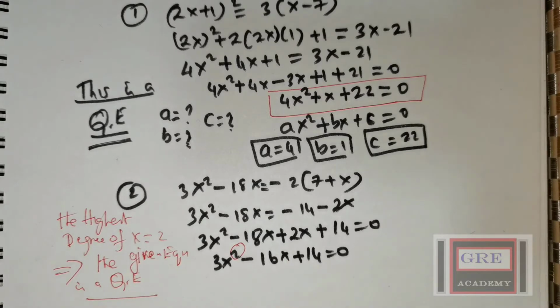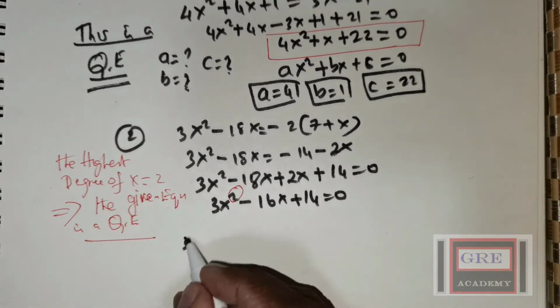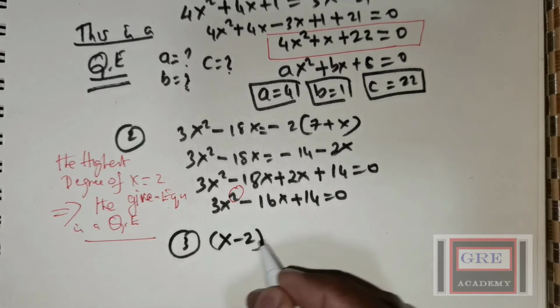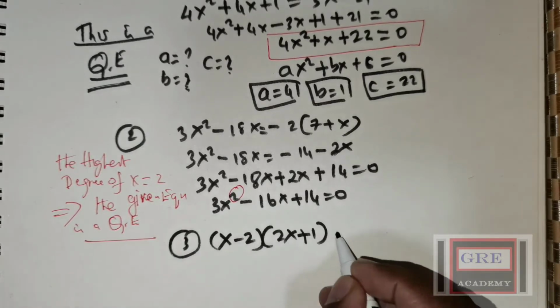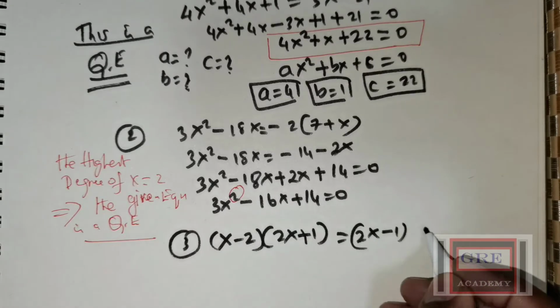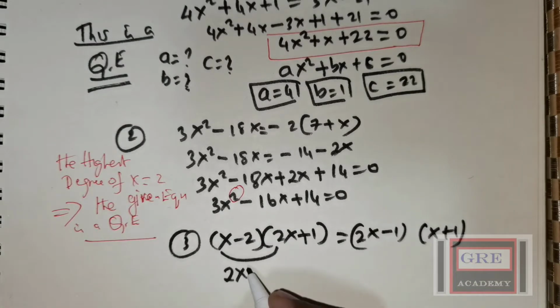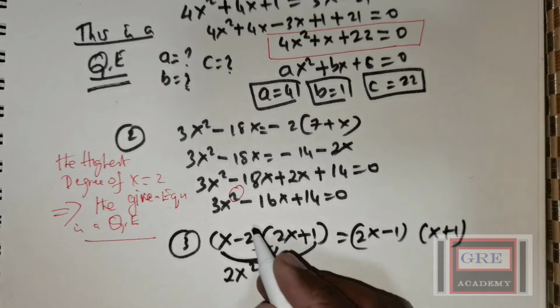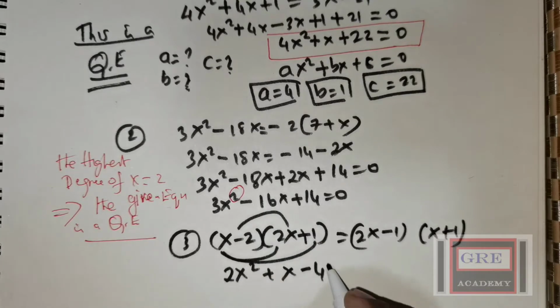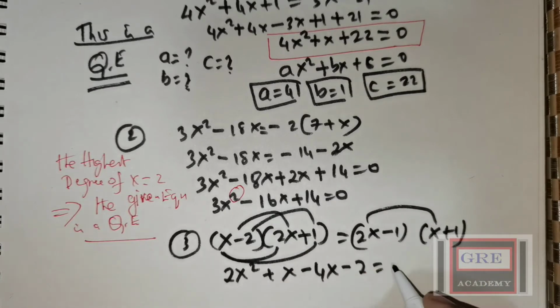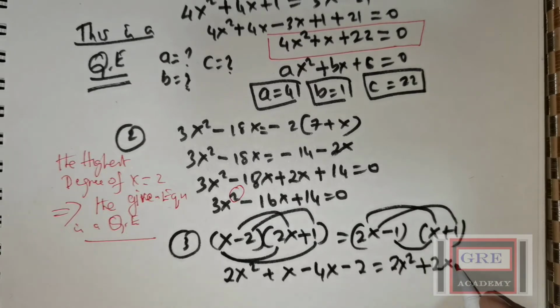Okay, so let's go on to question number 3. Question number 3 is (x - 2)(2x + 1) is equal to (2x - 1)(x + 1). So expand it. x times 2x will give you 2x squared. x times 1 would give you x. Negative 2 times 2x would give you -4x. Negative 2 times 1 would give you -2. 2x times x would give you 2x squared. 2x times 1 would give you +2x. Negative 1 times x would give you -x. Negative 1 times positive 1 would give you -1.